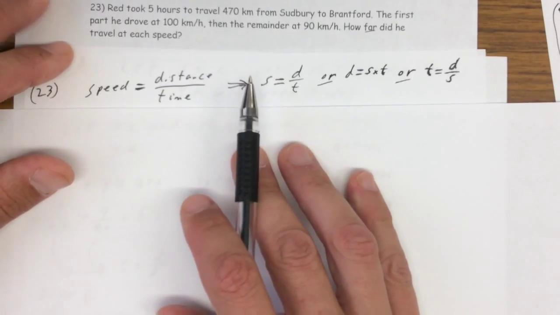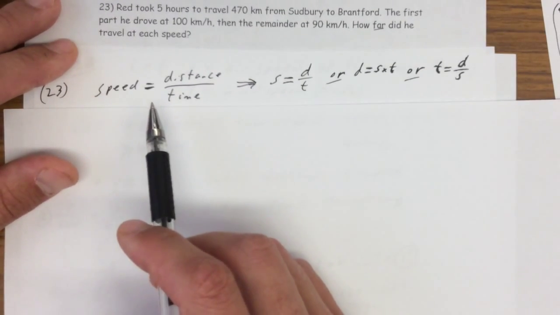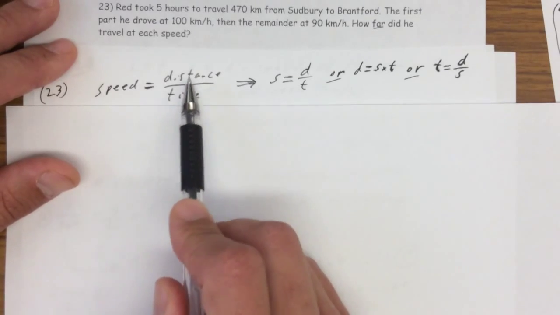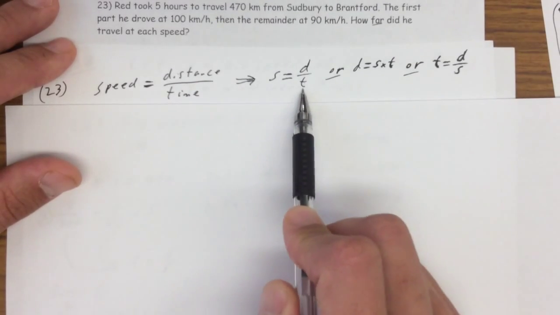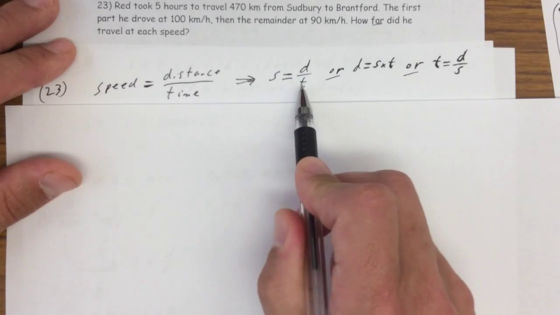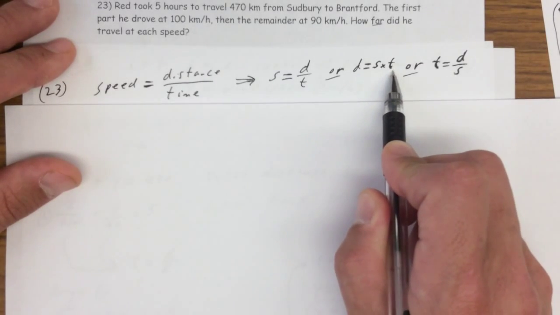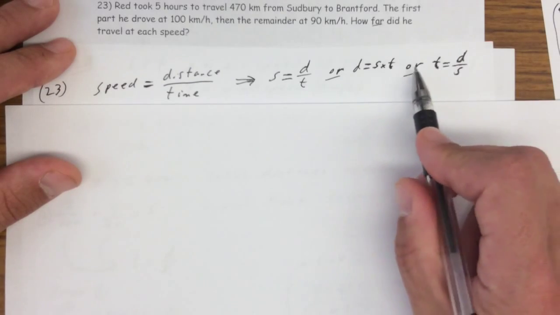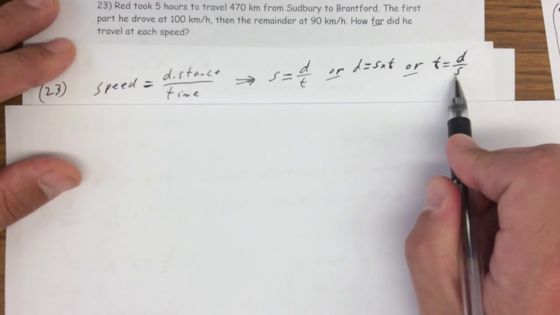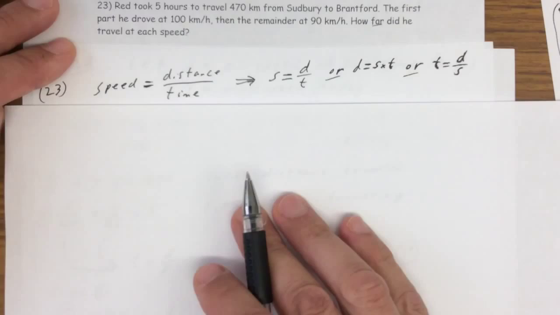Okay, here is the formula for speed and time and distance. Speed equals distance over time, which is this formula. You could multiply both sides by t, and you get distance equals speed times time. Or rearrange again, and time equals distance over speed. We will use all these equations.